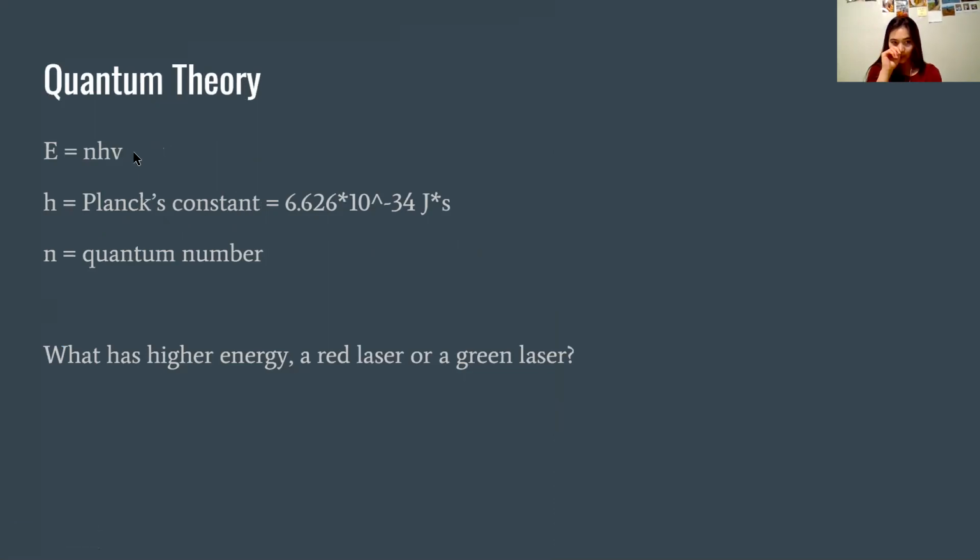Relating that to an equation, energy equals n times h times frequency. So h is just Planck's constant, which is 6.626 times 10 to the negative 34th joules times seconds. That's the unit, joules times seconds. And you do have to memorize that number.